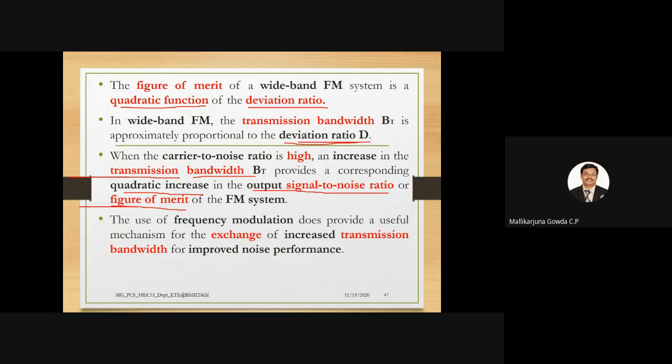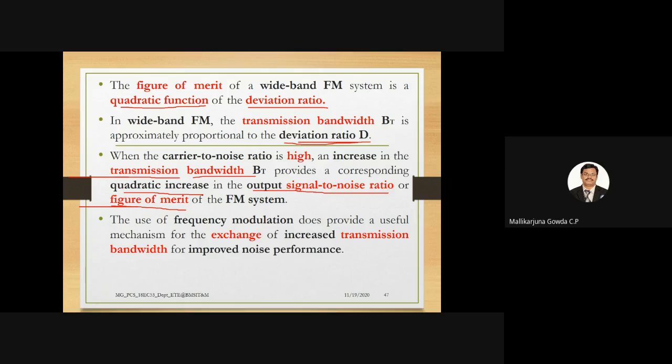Fine. So as the next level, FM, people thought that it requires less bandwidth as well as less power, but it is not so. It requires more bandwidth, but with that, the performance of the receiver is much more superior than the other AM receivers. So this is the meaning of this. As the carrier to noise ratio increases, the transmission bandwidth will increase. So with that, there will be a quadratic increase in the output SNR or figure of merit. Right. So that is what the last line which I have written is.